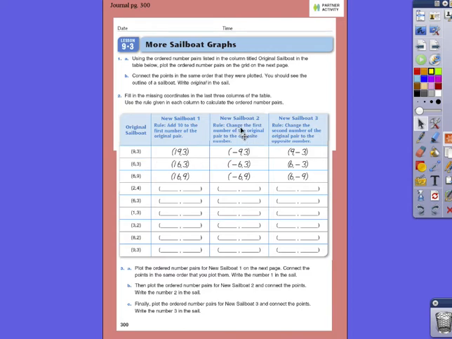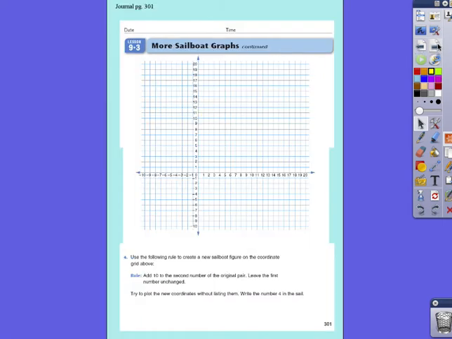In rule number 2, or sailboat number 2, it says to change the first number of the original pair to the opposite of the number. Opposite of 9 is negative 9. Now taking a look at this rule, it says you need to change the second number of the original pair to the opposite. So opposite of 3 is negative 3. So you will be having some positives and negative numbers here as you fill out your sailboat graphs.